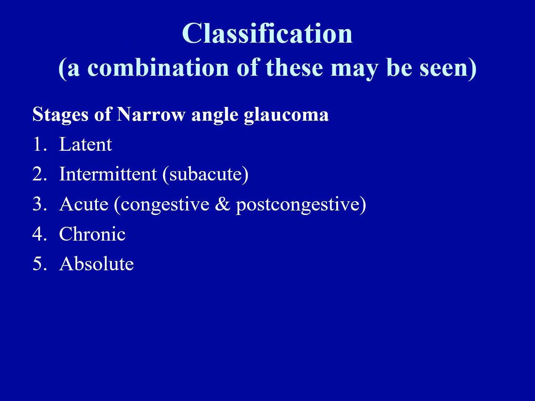Now come to the classification of narrow angle glaucoma, or the stages of narrow angle glaucoma. It can be divided into 5 stages. The latent, where the patient has no symptoms, it is dormant. Intermittent or subacute stage. Acute, congestive or post-congestive stage. Chronic, and the last stage is the absolute stage, where the eyes have no vision.